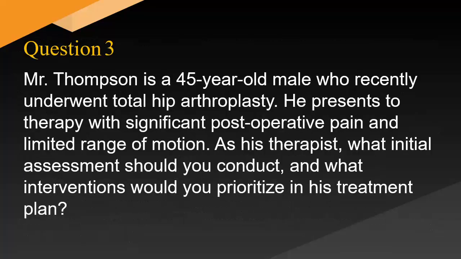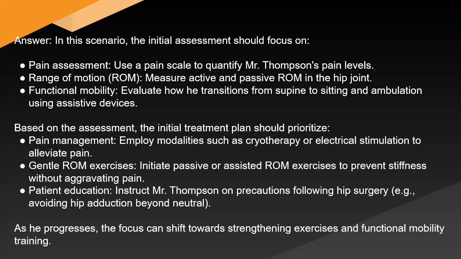Mr. Thompson is a 45-year-old male who recently underwent total hip arthroplasty. He presents to therapy with significant post-operative pain and limited range of motion. As his therapist, what initial assessment should you conduct and what interventions would you prioritize in his treatment plan? Answer: in this scenario, the initial assessment should focus on pain assessment. Use a pain scale to quantify Mr. Thompson's pain levels. Range of motion, ROM: measure active and passive ROM in the hip joint. Functional mobility: evaluate how he transitions from supine to sitting and ambulation using assistive devices.